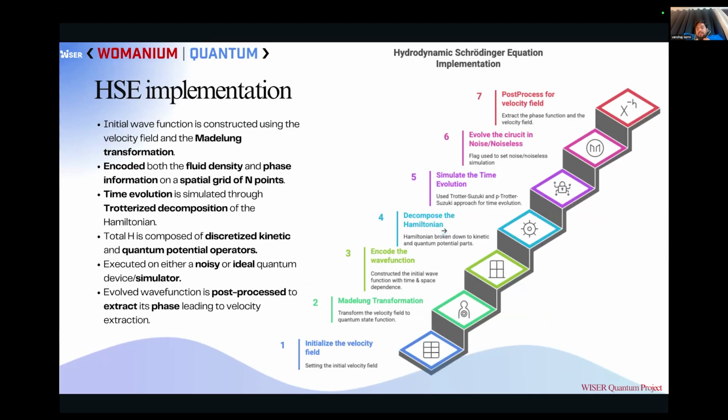Then we went into the core of the quantum algorithm. We implemented both HSE and QTN. For the HSE, we went by the route of the Madelung transformation, encoded both the fluid and the phase information on n spatial points, time evolved it with the Trotterized Suzuki approach, encoded the Hamiltonian with both the kinetic and quantum potential terms, executed it on both a noisy and an ideal simulator, and then post-processed it for the wave function and for the phase and velocity extraction.